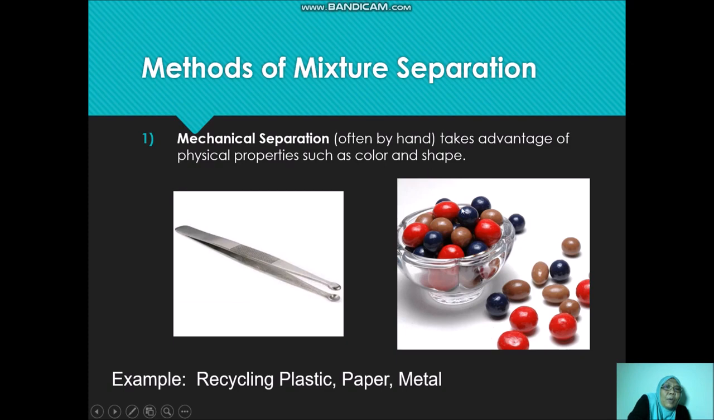Here, based on color, you have a lot of candy with different colors. The first is red, the second is blue, and the third is brown. By using a metal tool like this, you can separate one from the other based on the color. In daily life, people use it in recycling plastic, paper, and metal.